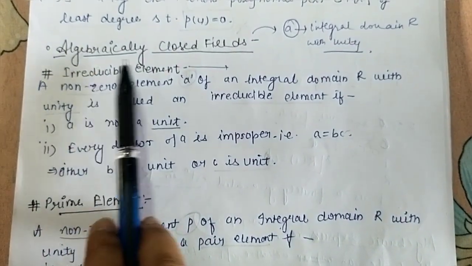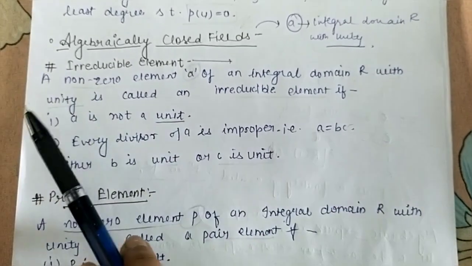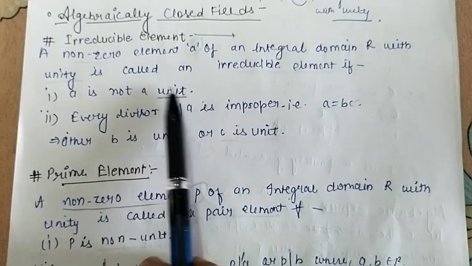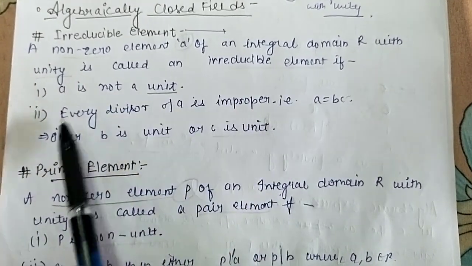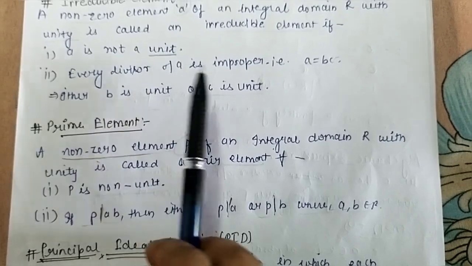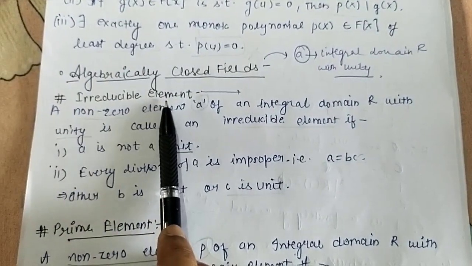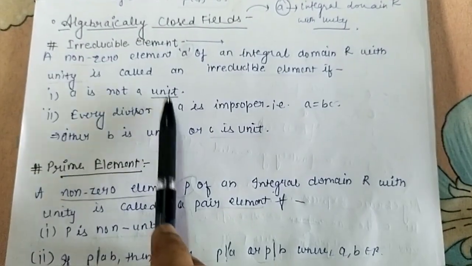First is irreducible element. A non-zero element a of an integral domain R with unity is called an irreducible element if a is not a unit, and every divisor of a is improper, that is, if a is equal to bc, then either b is a unit or c is a unit. This is called an irreducible element. a is called an irreducible element, which is not a unit.